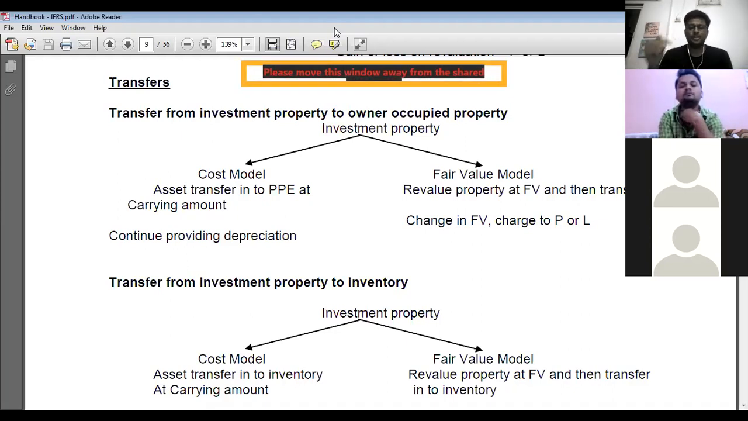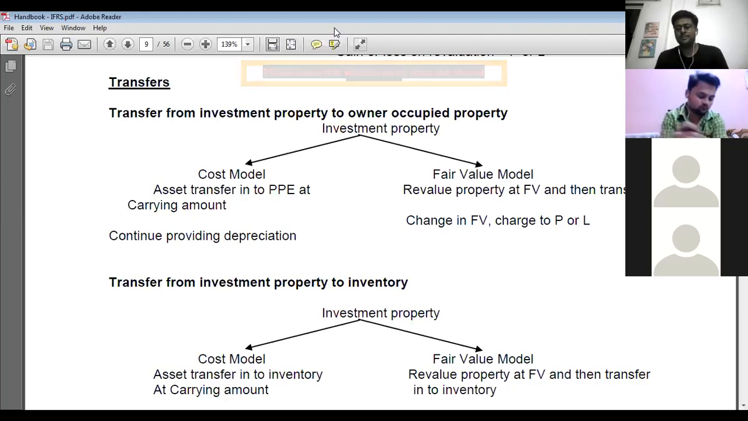So now from 1st July onwards, 16 lakhs is the value of the asset that will be presented in the balance sheet as property, plant and equipment, or we can say non-current asset. Investment property is also a non-current asset, but we can say it is now property, plant and equipment. And from July onwards, we'll follow the treatment as per IAS 16.